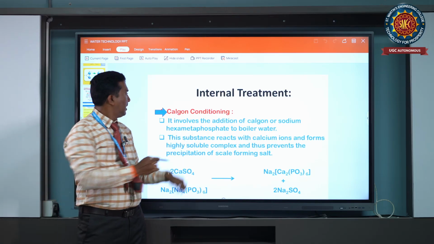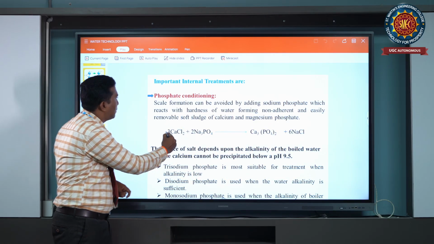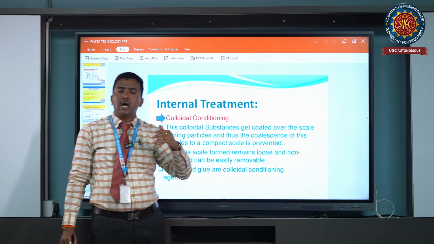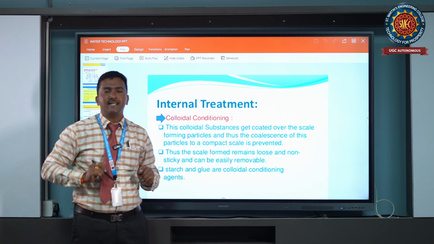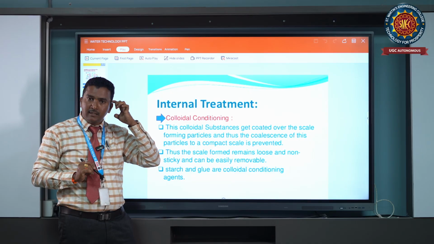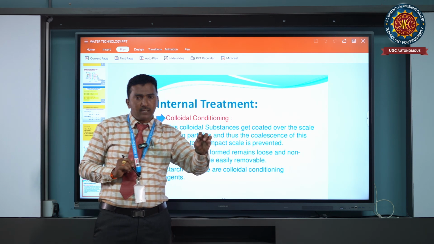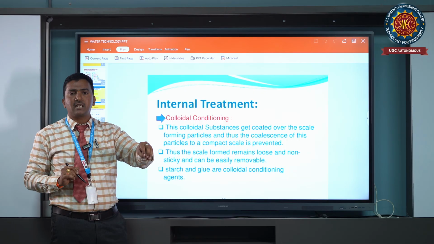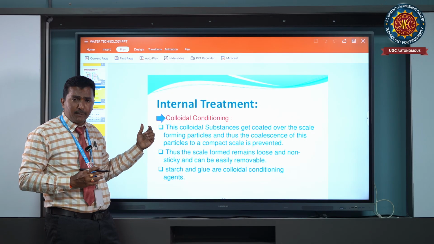First one is Calgon conditioning. The next one is colloidal conditioning, where you use organic compounds. The organic compounds are agar-agar gels, starch, kerosins and tannins. These substances are absorbed on the scale forming salts. After forming, they convert into non-sticking surfaces, easily removed by using excess water. So these are the internal treatment methods.